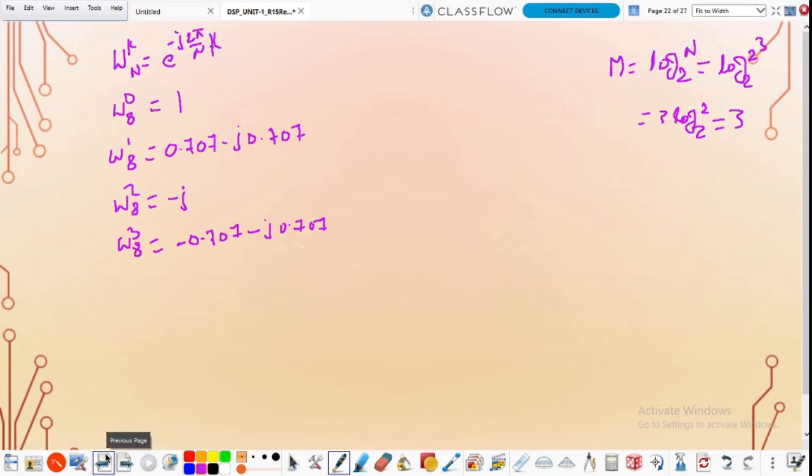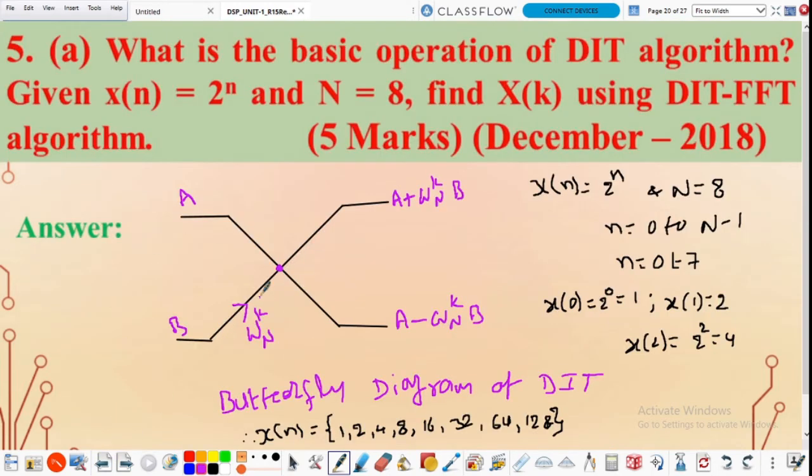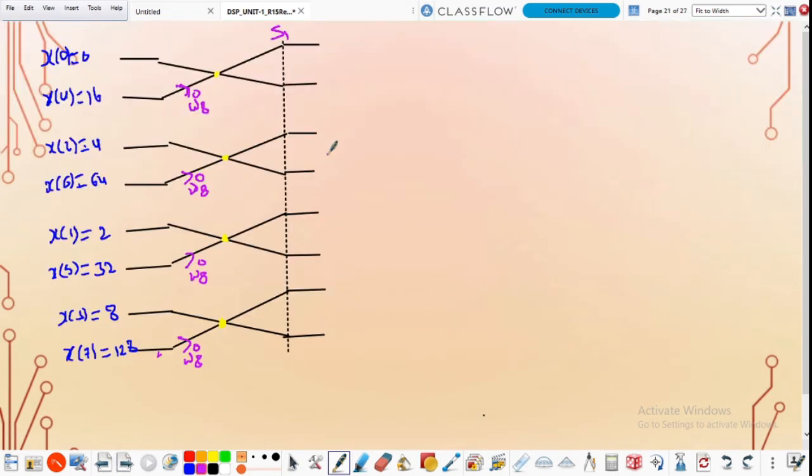So using the butterfly diagram, calculate the stage 1 outputs. What is the butterfly diagram? This is the butterfly diagram. It consists of two inputs, capital A and capital B. The first output is determined as this input plus this input into Twiddle factor, and the second output is determined as this input minus this input into Twiddle factor. So using this DIT butterfly diagram, calculate the stage 1 outputs.